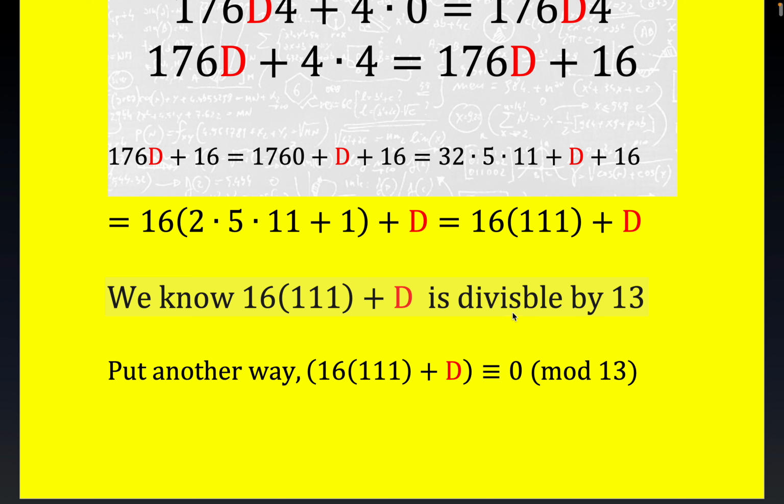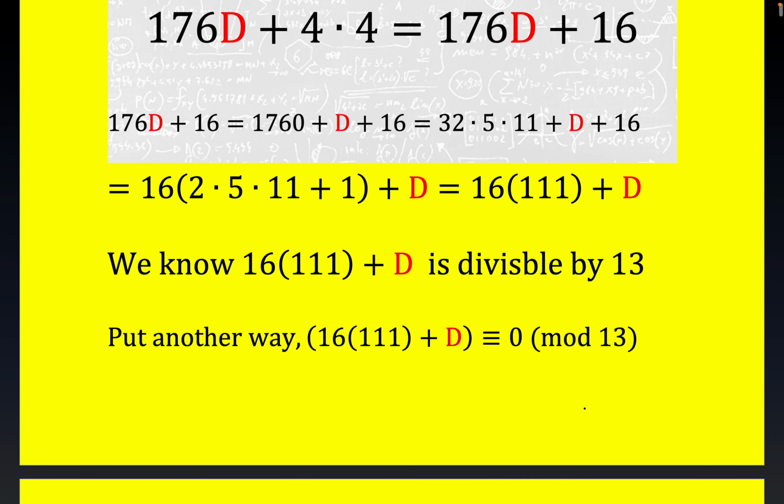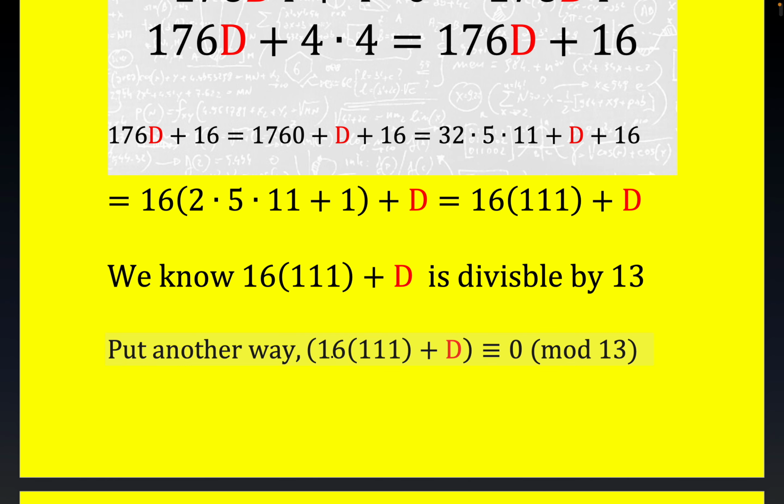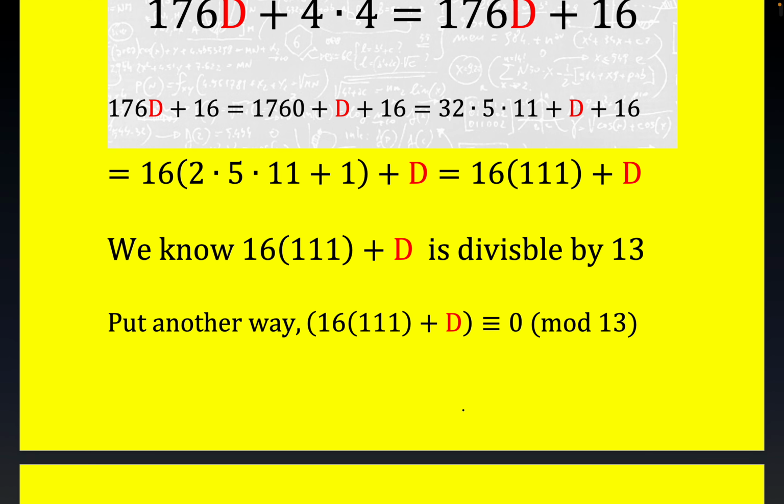Now, divisible by 13 is the same thing as saying the object is congruent to 0 mod 13. And so what we can do right here is replace everything in here with what it's equivalent to mod 13. Well, notice what we get right here. 16 is congruent to 3 mod 13. Now, what about 111?